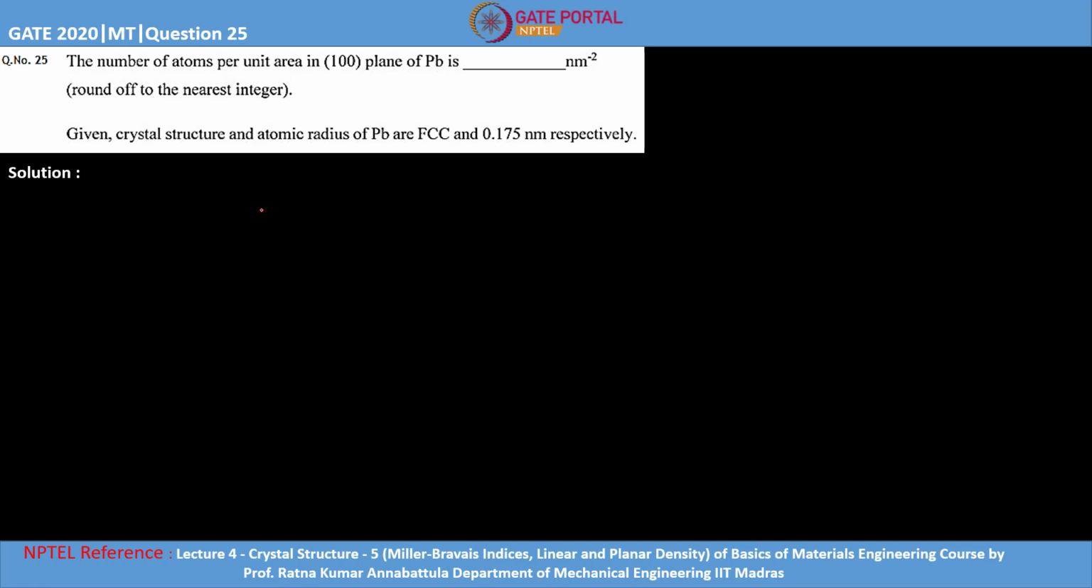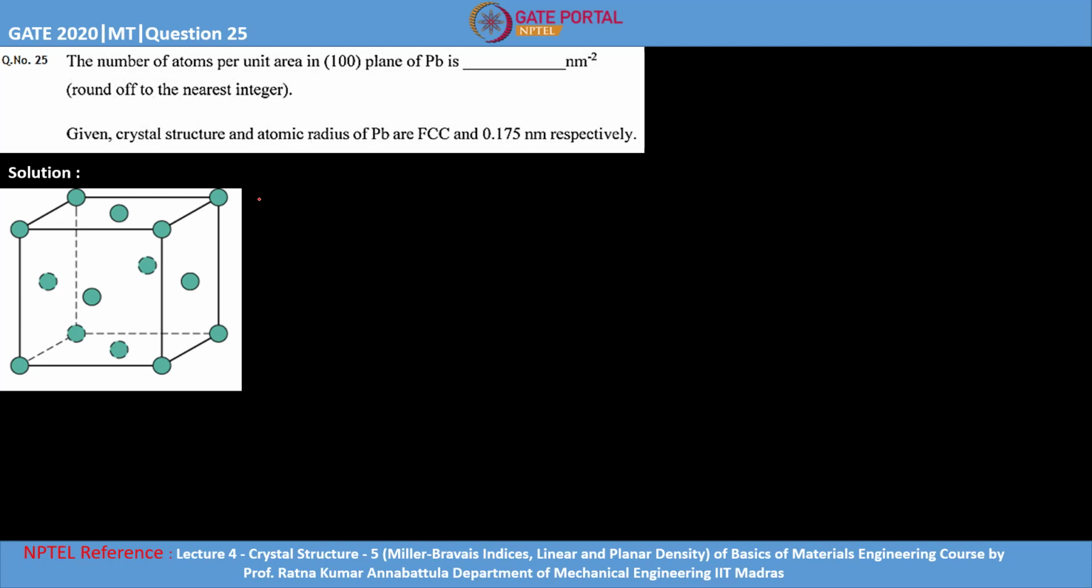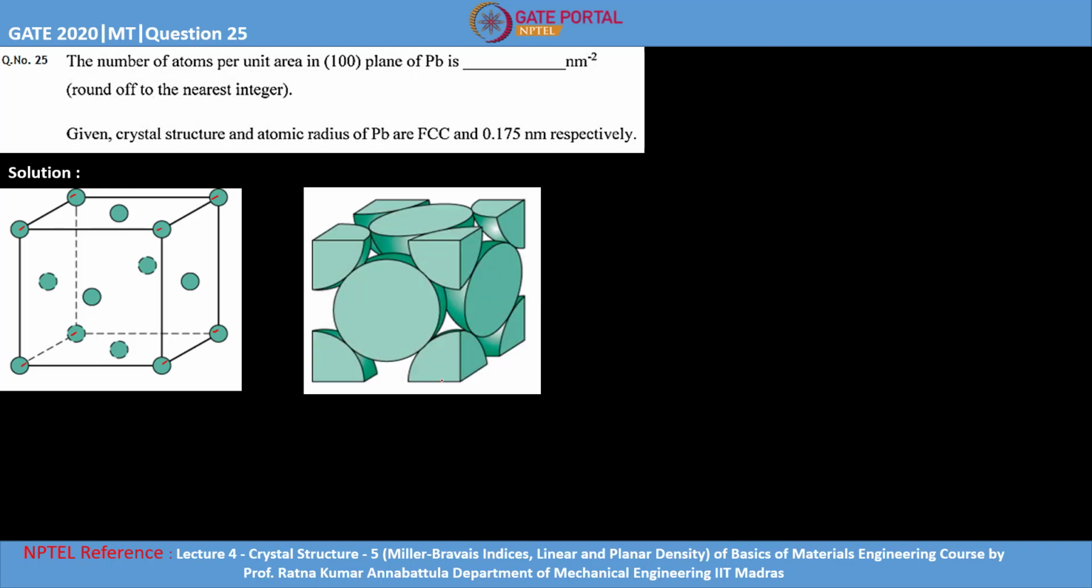So let's have a look on FCC crystal structure, how it looks like. If you see FCC crystal structure, it has 8 corner atoms. You can see 4 here at the top, these 4, and 4 at the bottom plane, and then there are total 6 faces. On each face one atom will be sitting, right? So to have a more clear view, I have another image. So you see how the atoms are shared in the unit cell.